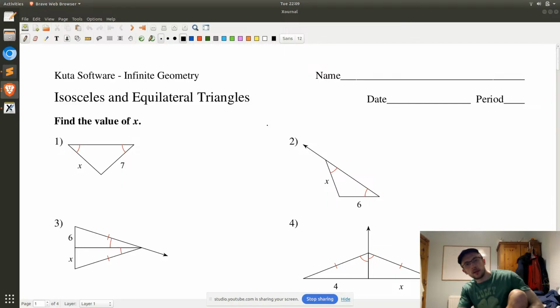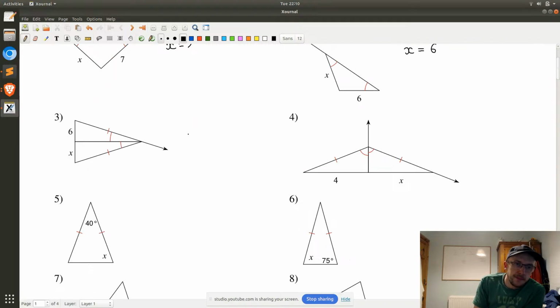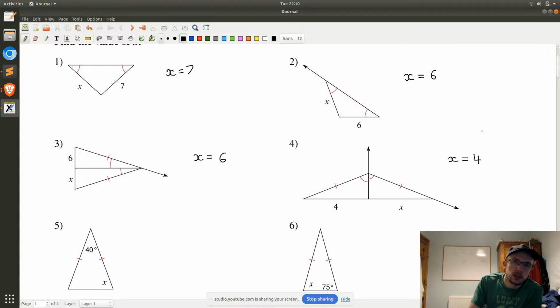Okay, so isosceles and equilateral triangles. That's what's coming up. So X is 7 units long. X is 6. X is 6 as well. And X is 4. Just check these. 7, 6, 6, 4. Okay, that's all good.